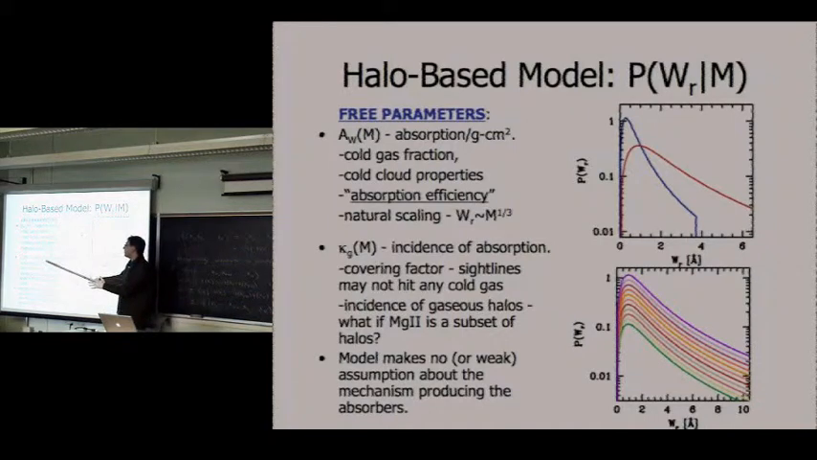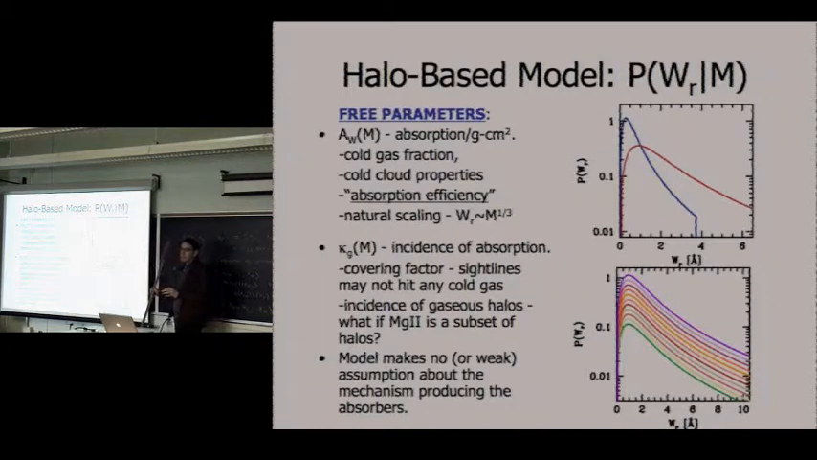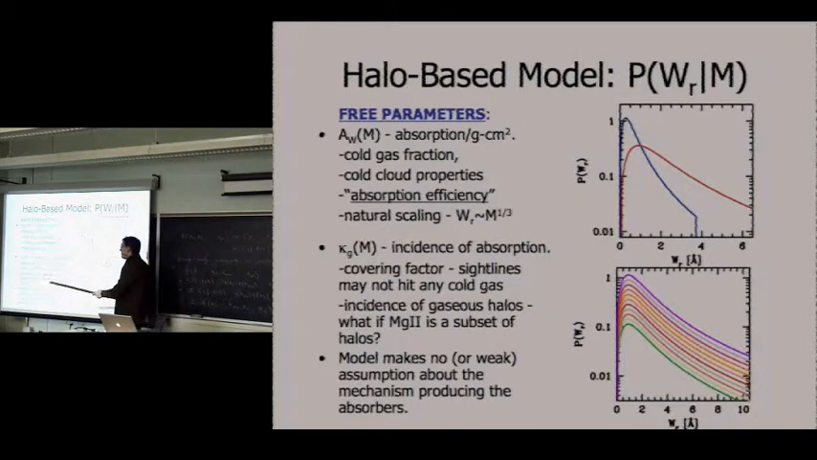So the other free parameter that we've got is the incidence of absorption, this parameter kappa. Because there are two different things that go into the incidence. You might have a line of sight which goes through a halo, but not actually produce any absorption. This can happen because the medium is really clumpy, so the gas might be there, you just didn't happen to hit any of it. So that's a covering factor. Or it might be that only a small subset of these halos actually have extended magnesium II gas halos around the galaxies, like maybe 10% or something like that. So these are completely degenerate, and you parameterize their product in terms of this incidence rate, kappa_G.